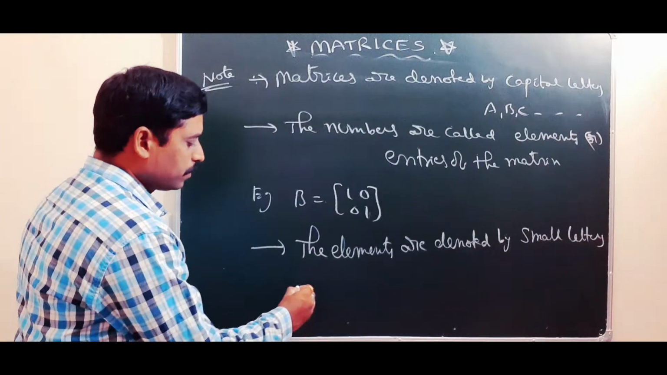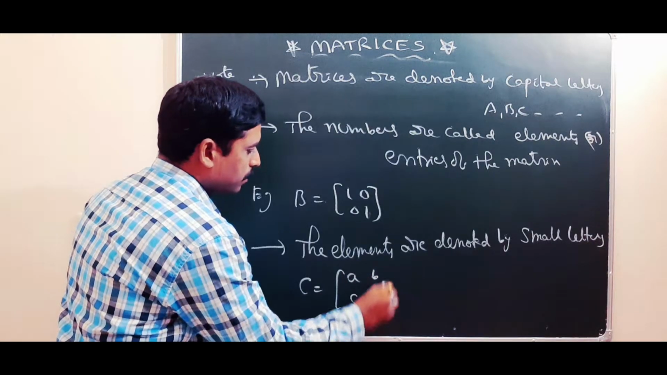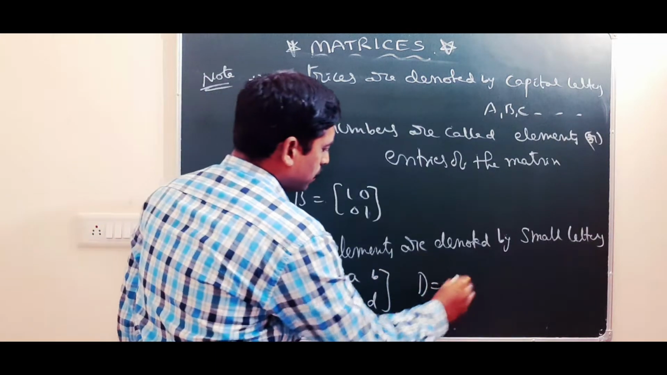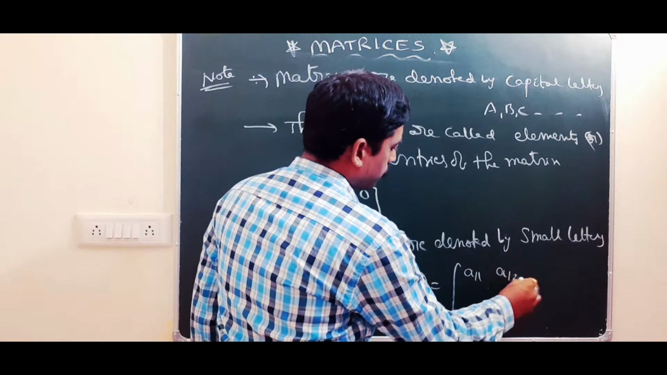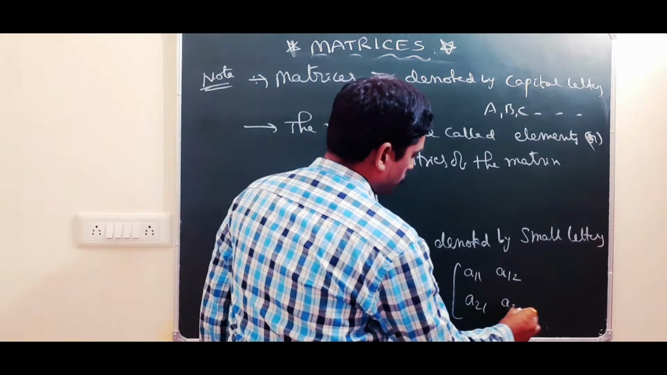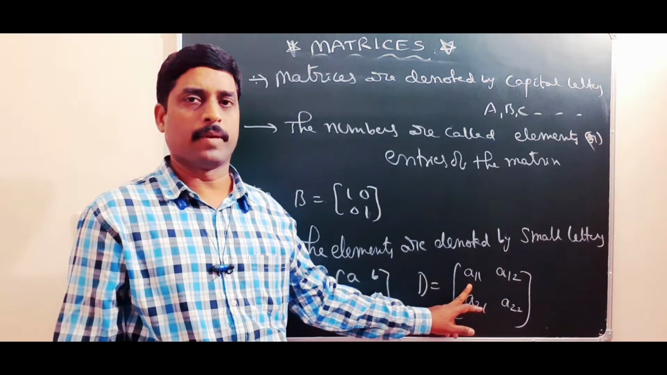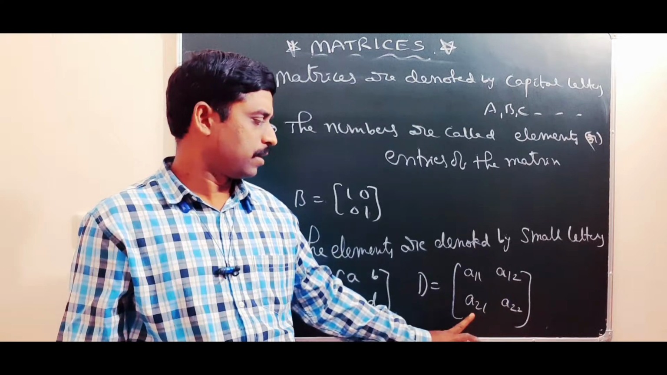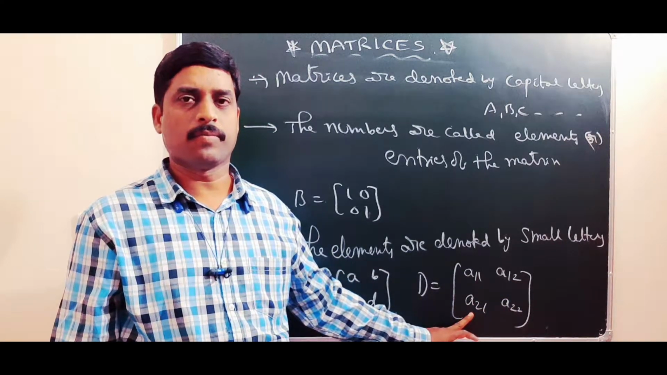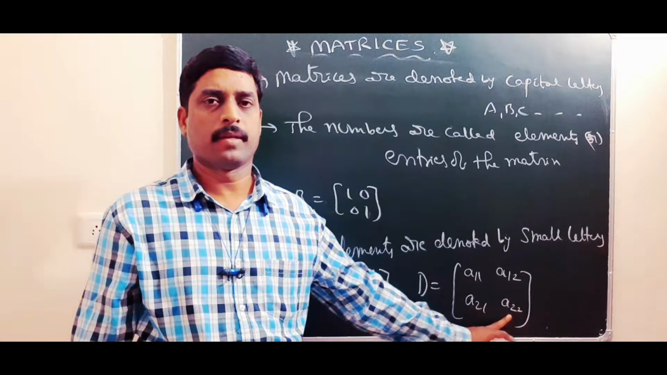For example, C equal to a, b, c, d in small letters. Like D is equal to A11, A12, A21, A22. A11 means first row, first column element. A12 means first row, second column element. A21 is second row, first column element. A22 is second row, second column element.